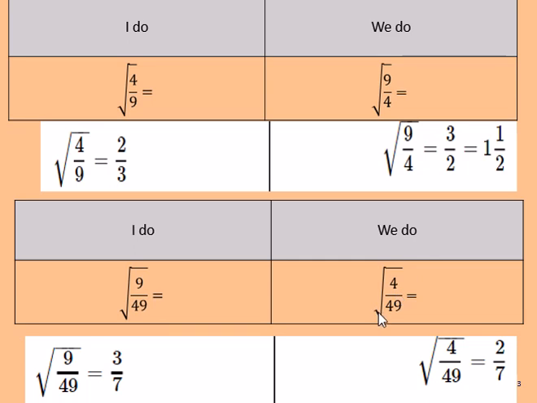So well done if you got that right. Bottom one, square root of 4 over 49. Well, square root of 4 equals 2, and square root of 49 equals 7. So you should have 2 over 7 as your answer.